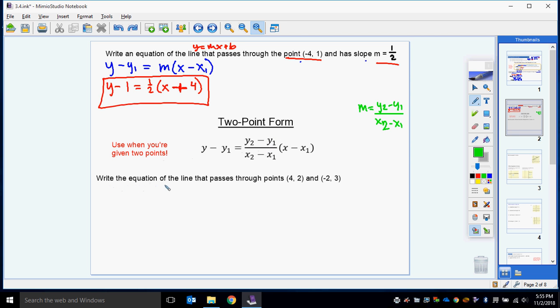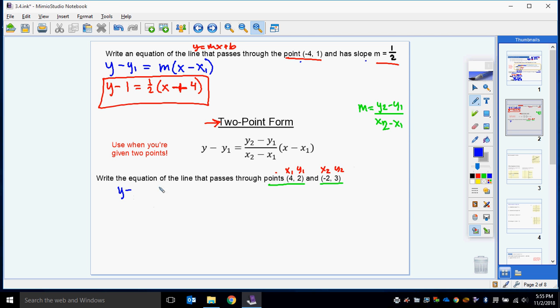So let's write the equation of the line that passes through points (4, 2) and (-2, 3). Okay, so what am I given? This time I'm not given a slope. I'm given a point and a point. I'm given 2 points. And because I'm given 2 points, I want to use two-point form. So let's let this be my x1 and my y1. This can be my x2 and my y2. And let's substitute into our equation.